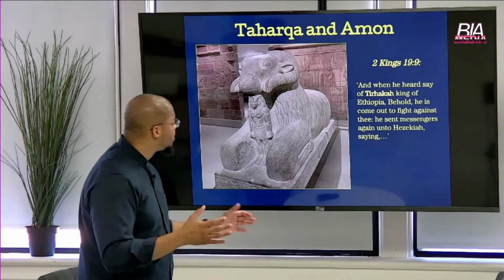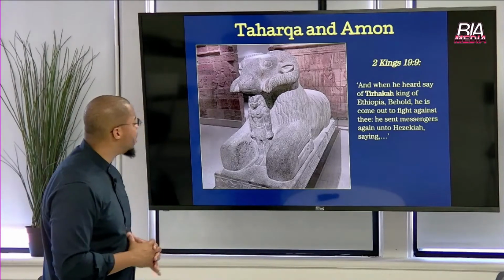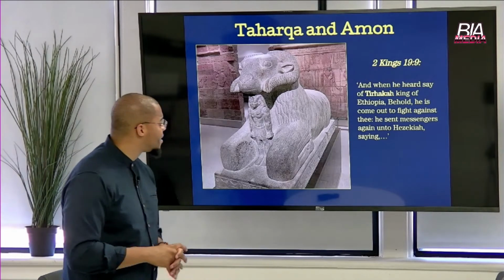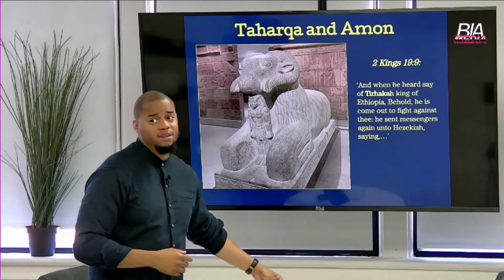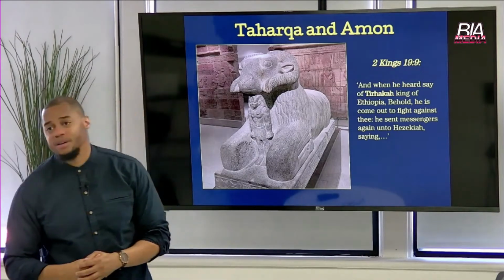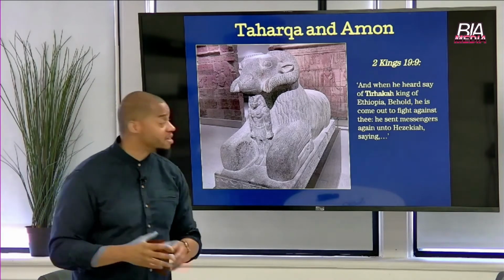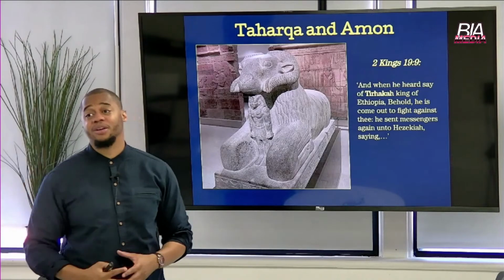The biblical text says, "And when they heard say of Taharka, king of Ethiopia, behold, he has come out to fight against thee." He sent messengers again to Hezekiah. So the enemies of King Hezekiah of the Israelites are shaking in their boots because they hear that Taharka, the king of Ethiopia, is coming. He's around the corner, so they need to beware.